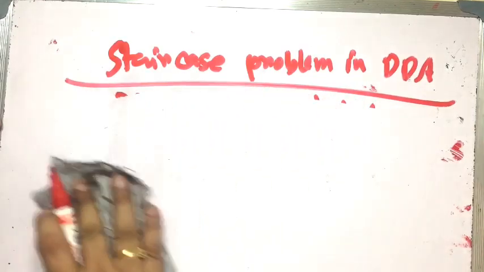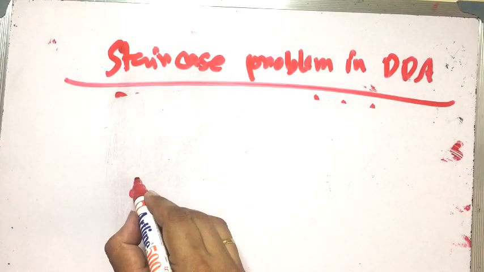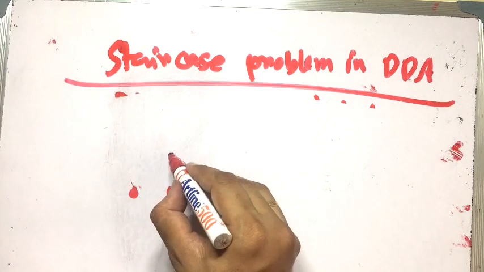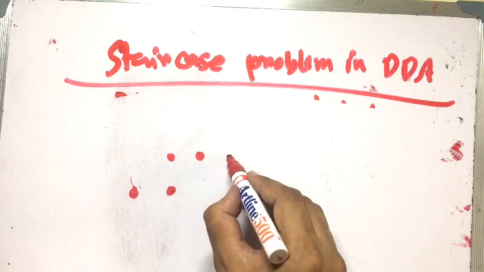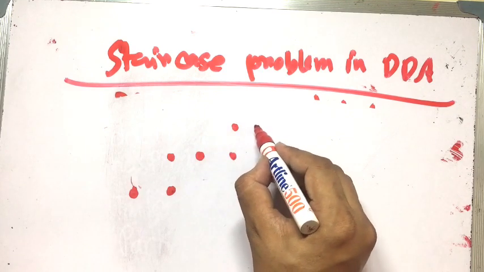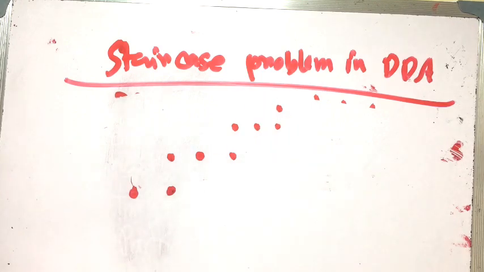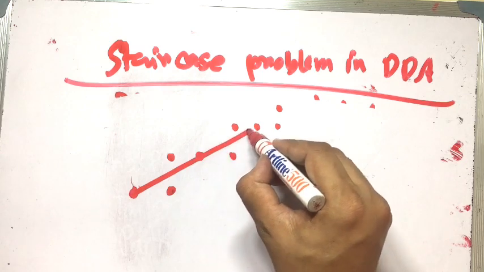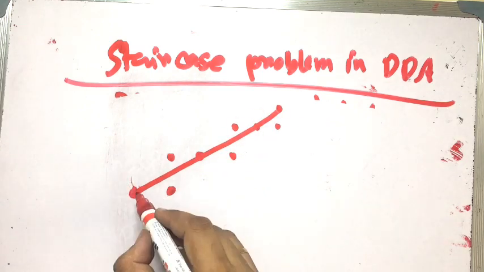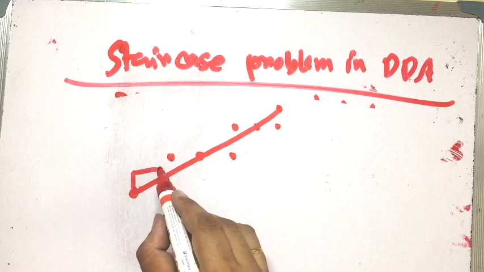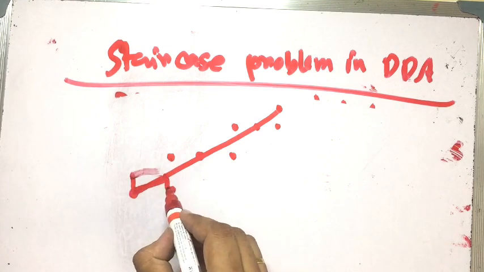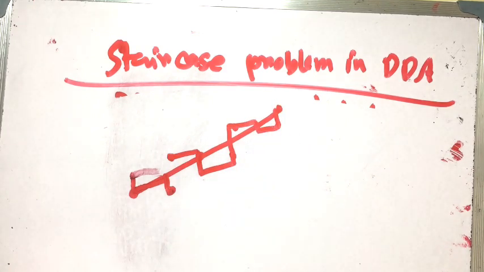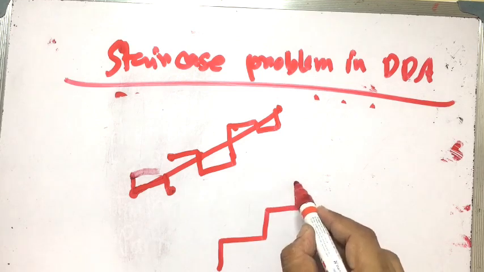Suppose this is the point, and then the next point, then the next. Suppose these are the points during the DDA algorithm. We have to draw the line from the first to the last point and connect these points, and the remaining points are known as the staircase problem.